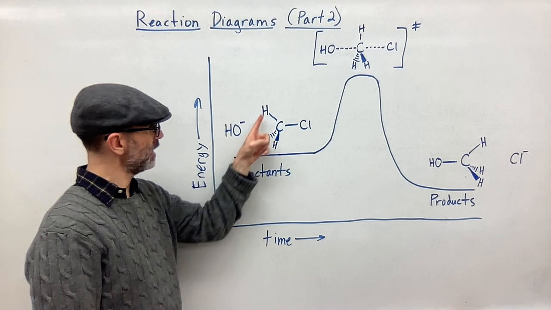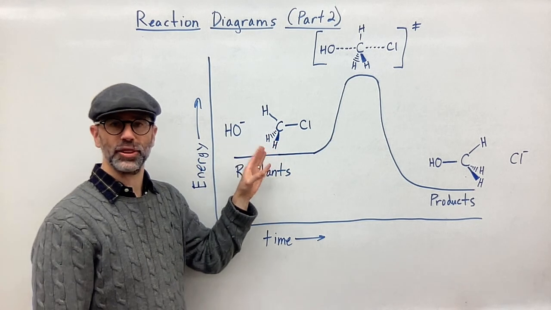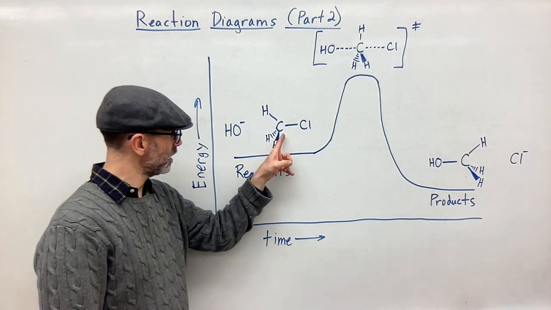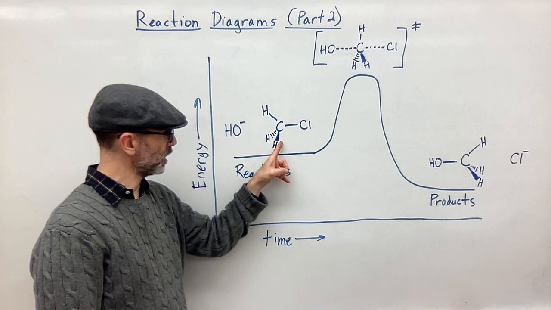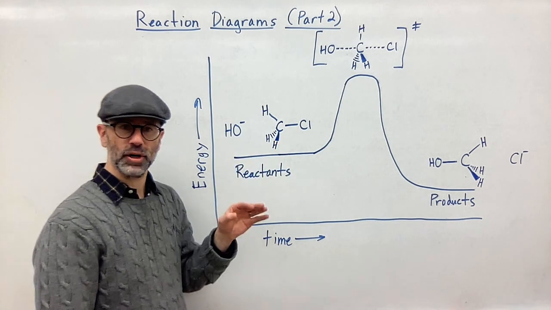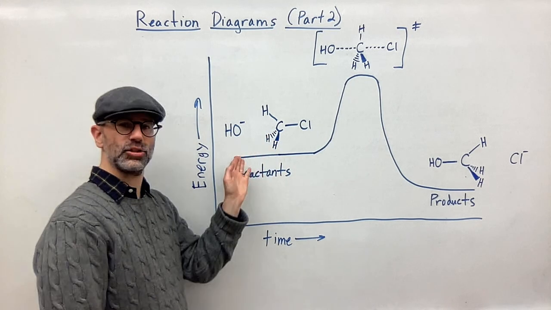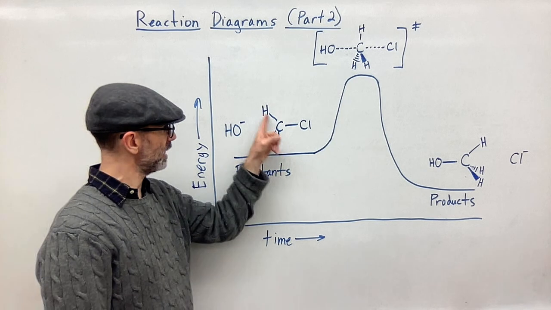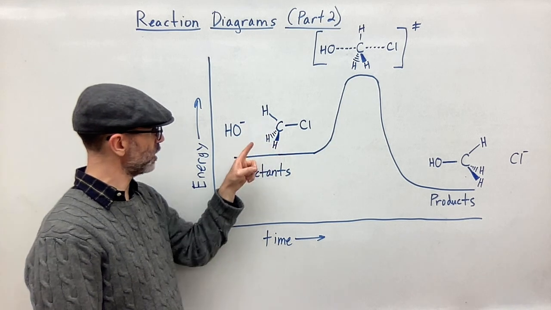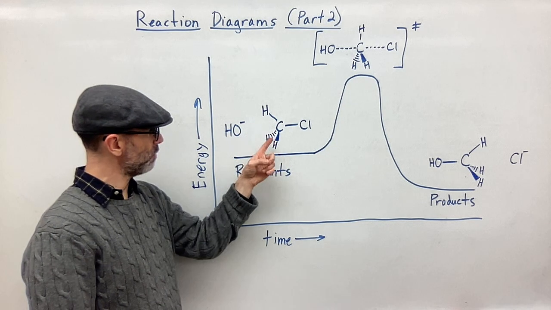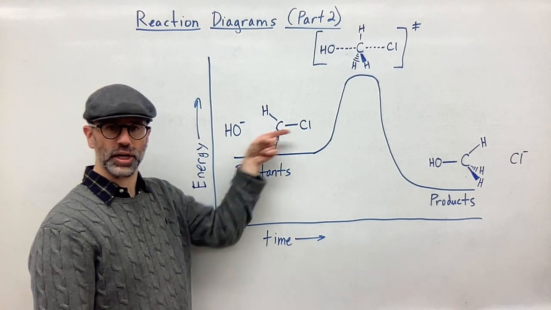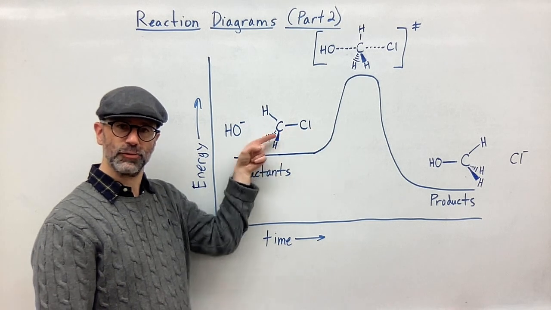And you can see that this is drawn in a three-dimensional way, where the solid wedge bond here is coming out of the board, the hashed wedge here is going into the board, and this is in the plane of the board. So here you've got the back side of the molecule, and then you've got the chlorine pointed straight forward.